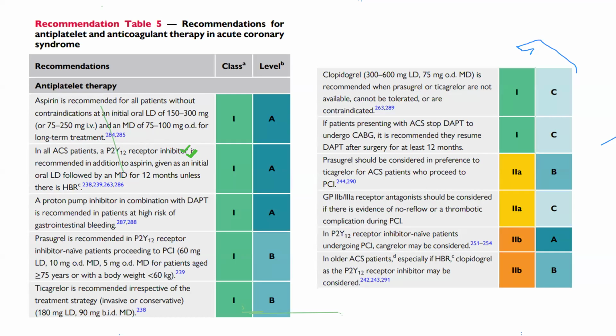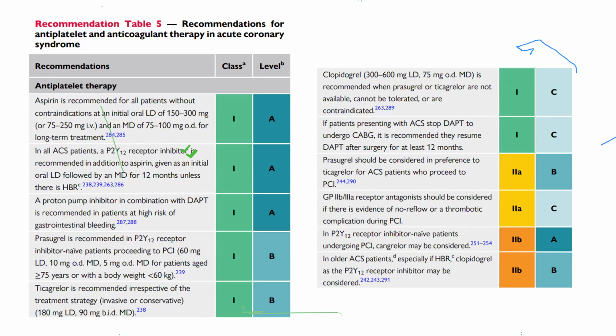A proton pump inhibitor in combination with dual antiplatelet therapy is recommended in patients at high risk of gastrointestinal bleeding. Prasugrel is recommended in P2Y12 receptor inhibitor naive patients proceeding to PCI. The dose is dependent on the age and also the weight, so there are modifications as stated. Ticagrelor is recommended irrespective of the treatment strategy, either conservative or invasive.